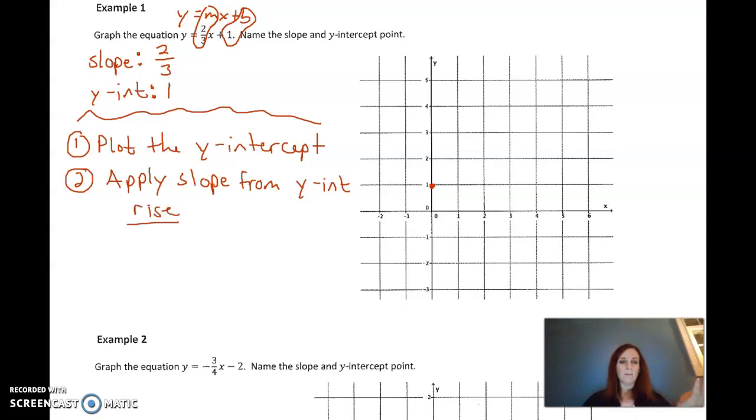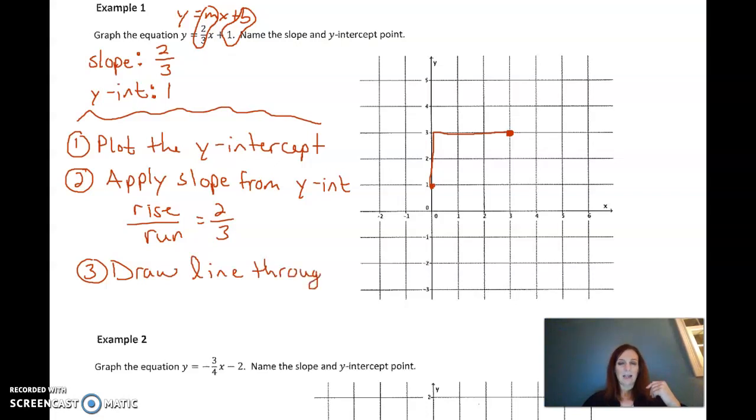You go back to your rise over run. So from this point, I'm going to rise 2, and I'm going to run, go to the right 3. Where I stop, where I end up after both movements, I put another point. So you put your y-intercept, you apply your slope, then put a point. And then step 3, don't forget this one, says draw a line through the points, not connect the dots. You want to draw a line through the points.